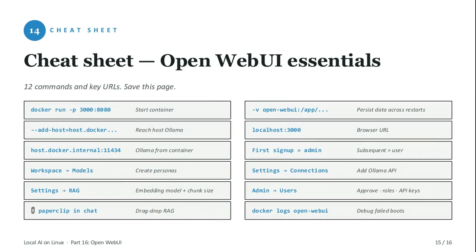This is your Save This Page slide. The left column covers the container side: the run command, the host networking flag for reaching Ollama, the internal address, and the workspace and RAG paths you'll actually click. The right column is the operational stuff: the volume mount so you don't lose your data, the URL, the admin rule for first sign-up, connections, user management, and Docker logs when something refuses to boot. Screenshot it, bookmark it, paste it in your team wiki.